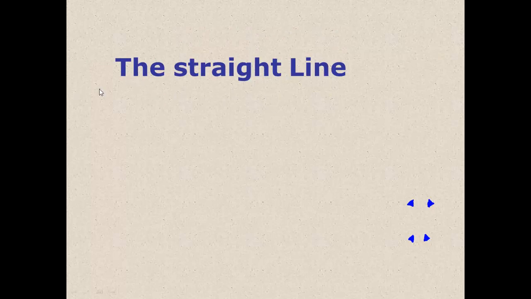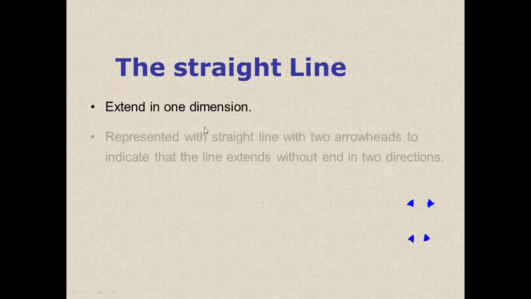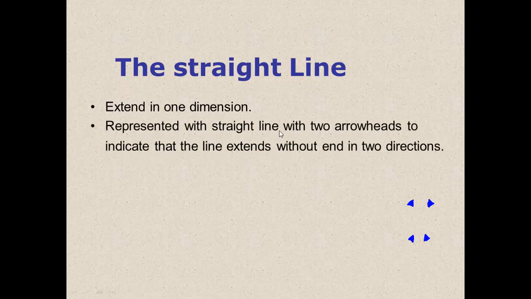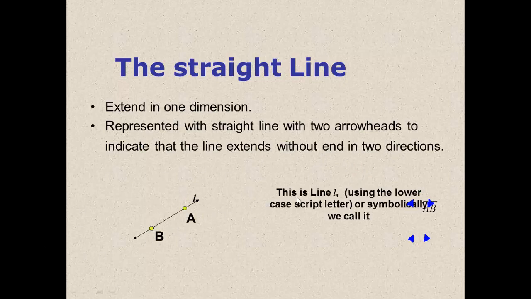Everyone knows what we studied before: what is the straight line? A straight line extends in one dimension. It is represented with a straight line with two arrowheads to indicate that the line extends without end in two directions. Like this straight line, this is a line L, using the lowercase script letter, or simply AB.